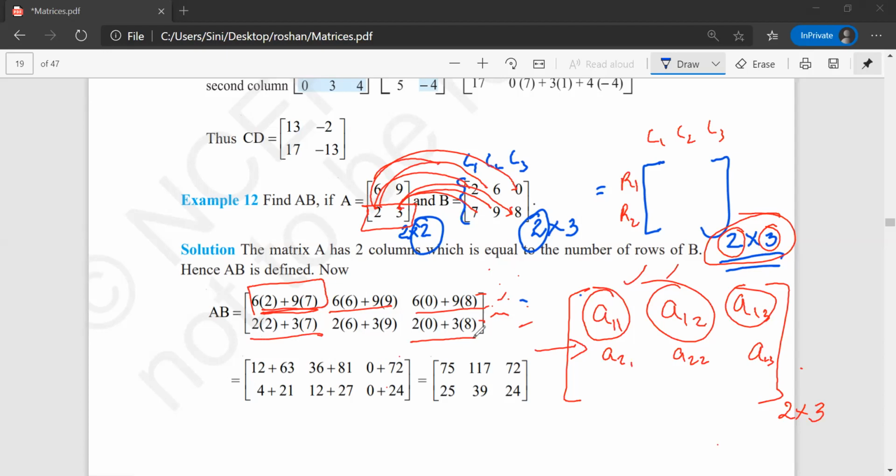the answer. But we have to be very careful in this. Because in matrix, even if instead of 72, if I write 73, in the board exam, the teacher will cut the entire mark. Okay. So if one element is wrong, our mark is gone. Even if you made 75, 117, 25, 39, 24, no problem. But instead of 72, if you write 73 as the answer, that's it.